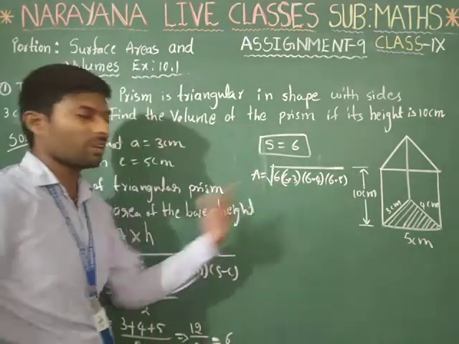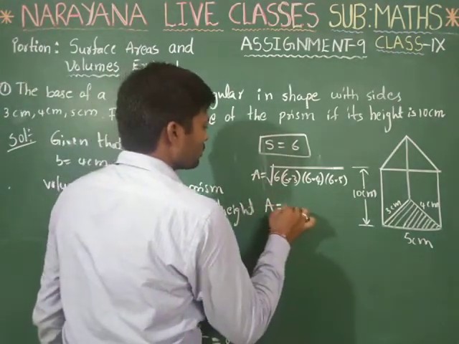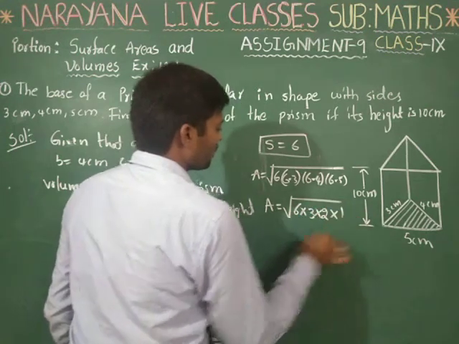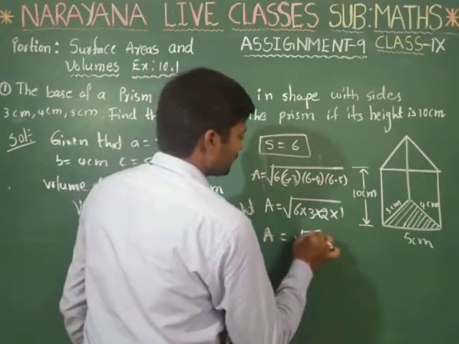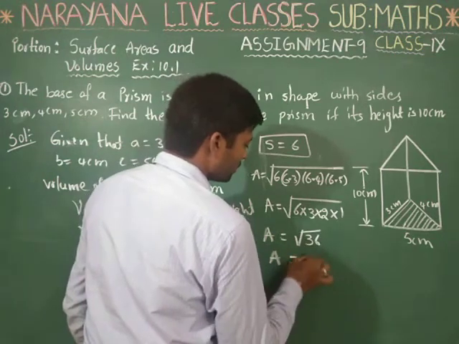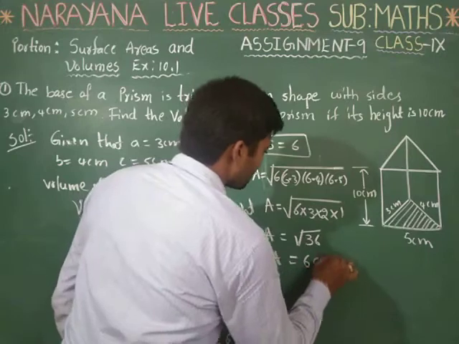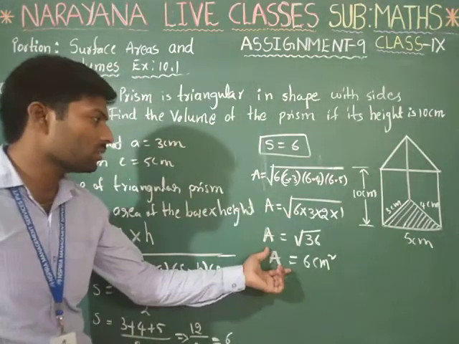Okay, you can simplify this one. So A is equal to square root of 6 into 3 into 2 into 1. So A is equal to square root of 36. It will become A is equal to 6. The root of 36 is nothing but 6 square centimeters. This is the area of the base.